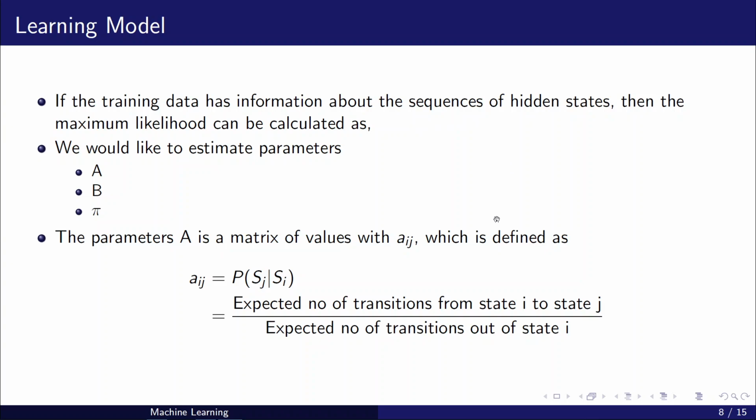But we don't have the hidden state information here. So what we'll do is calculate it as the expected number of transitions from state i to state j divided by the expected number of transitions out of state i. So the parameter A is calculated as Aij, which represents the transition from state i to state j, which is nothing but the expected number of transitions from state i to state j divided by the expected number of transitions out of state i.